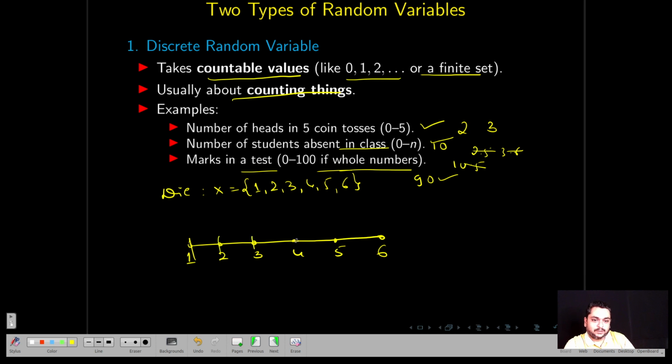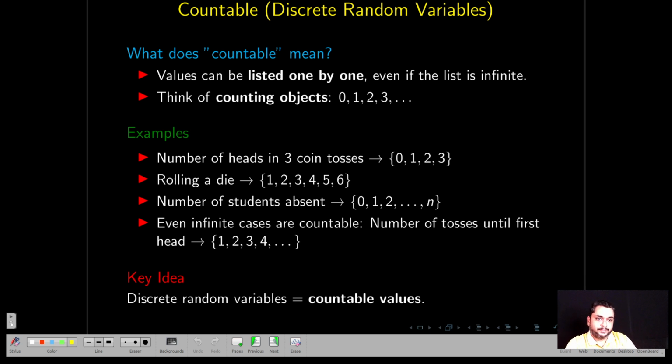On a number line, this is 1, this is 2, this is 3, this is 4, 5 and 6. If you imagine something like this, which is countable or discrete, and a random variable takes such kind of numbers, which are discrete or countable, it is called a discrete random variable.